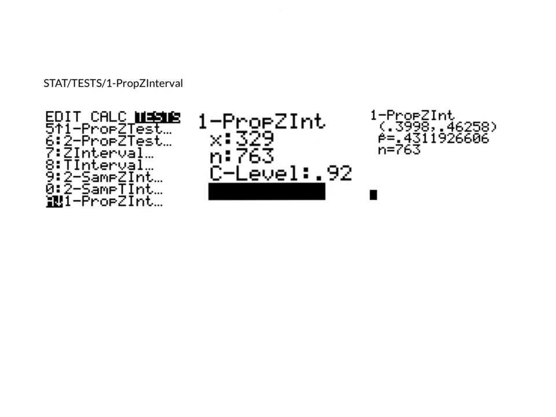So we can basically say that we are 92% confident that the true proportion of adults who would like to travel to outer space is somewhere between 0.3998 and 0.4626, or somewhere between 39.98% and 46.26%. Hope that helps. Let me know if you have other questions.